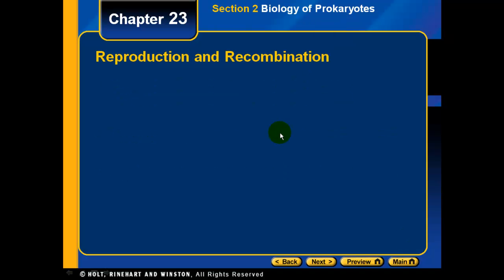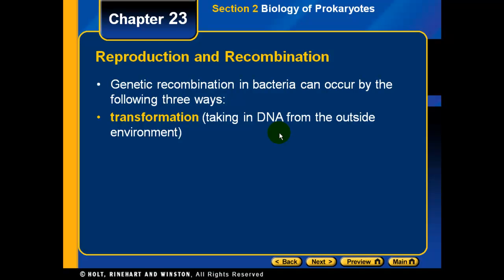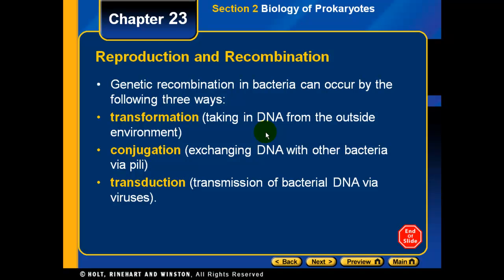Reproduction and recombination. Like the little clip showed, they reproduce by binary fission, but they can also genetically recombine their DNA, okay? And there are 3 ways they can do that. Transformation is taking in DNA from the outside, maybe even from another organism, and implanting it in them. Another one is conjugation, when they use their pili to exchange DNA. Or they do transduction, which is done through a virus. A virus, a bacteriophage, will take the bacterial DNA and possibly transfer it to another bacteria.